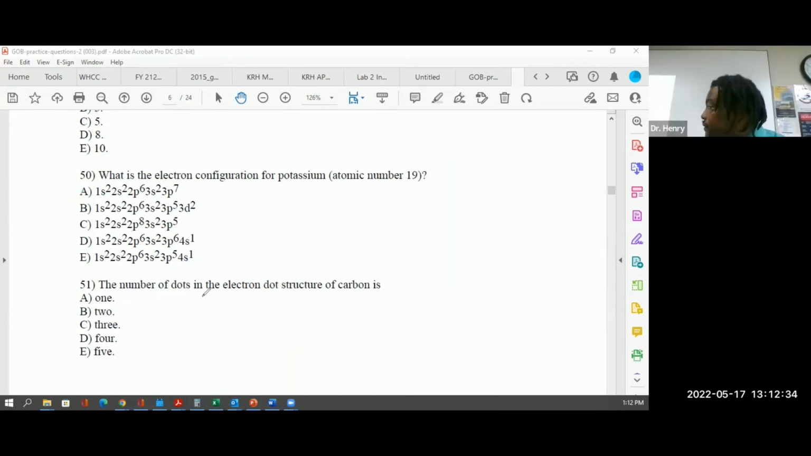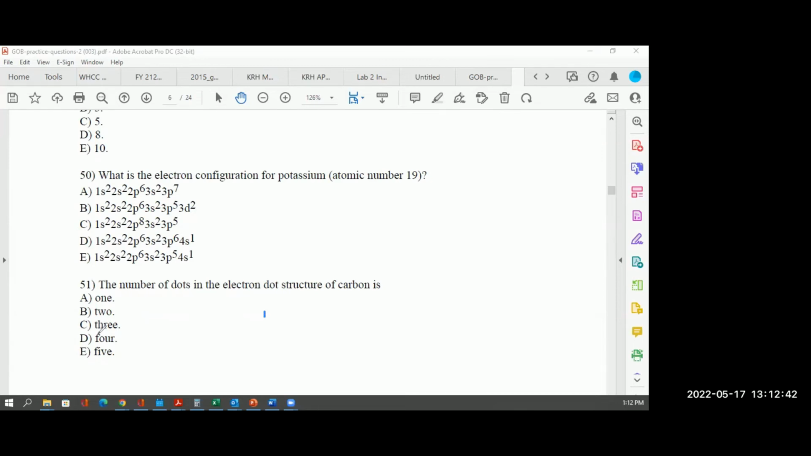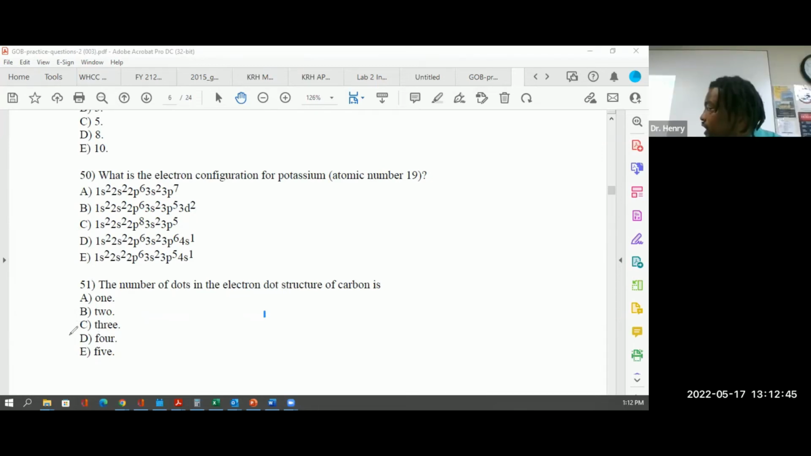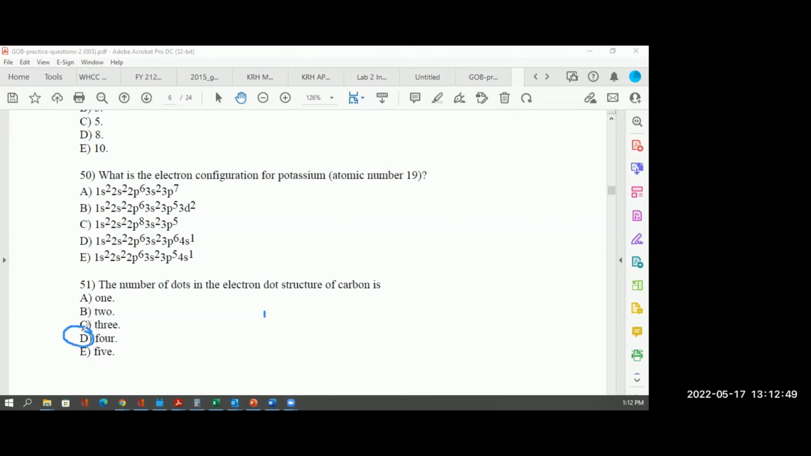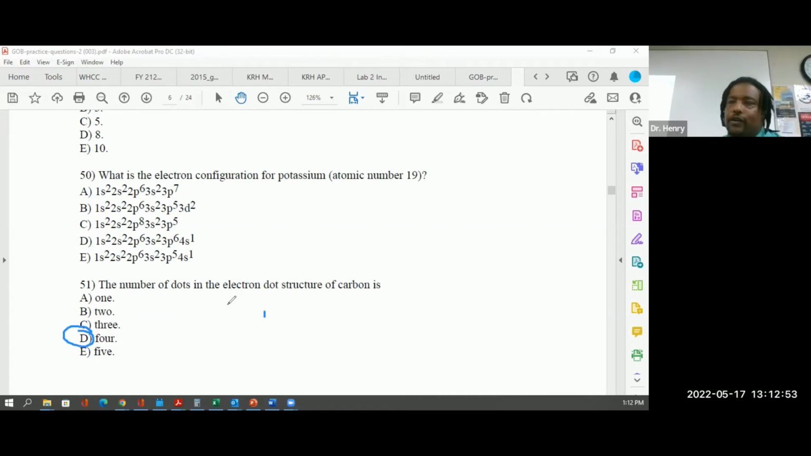The number of dots in the electron dot structure for carbon. Is it D? Did you say B as in boy or D as in Daniel? D as in Daniel. That is correct. D is correct, because it's 4 valence electrons, so it has 4 dots. Good job.